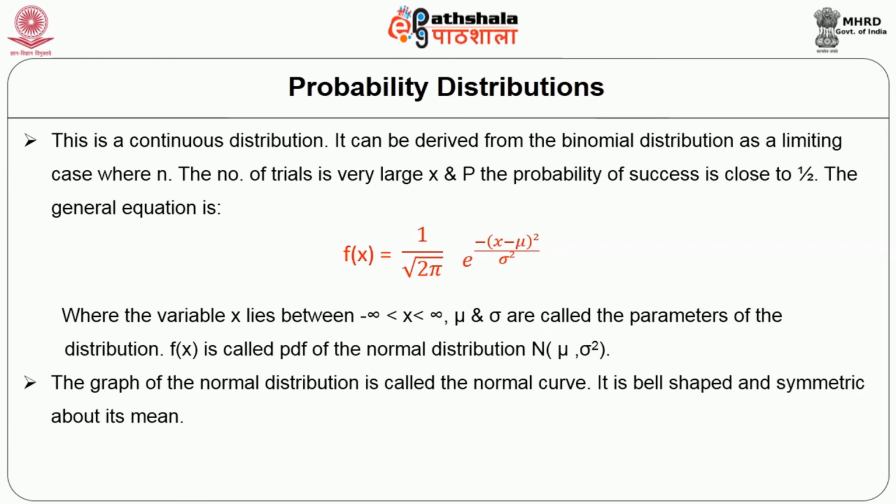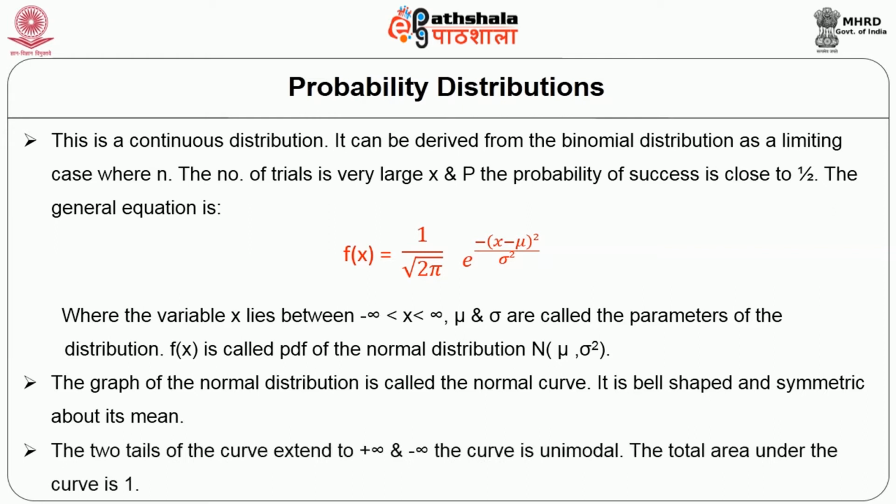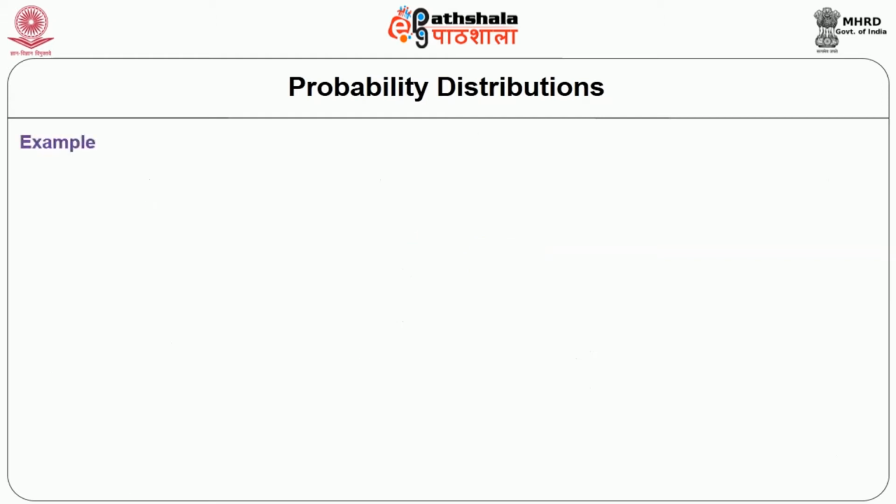So it can be represented in the graph of the normal distribution. When we represent the same thing in a graph, we call it a normal curve. It is bell-shaped and symmetric about its mean, the two tails of the curve extend to infinity, the curve is unimodal, and the total area under the curve will be 1. This can be better understood with the help of an example.